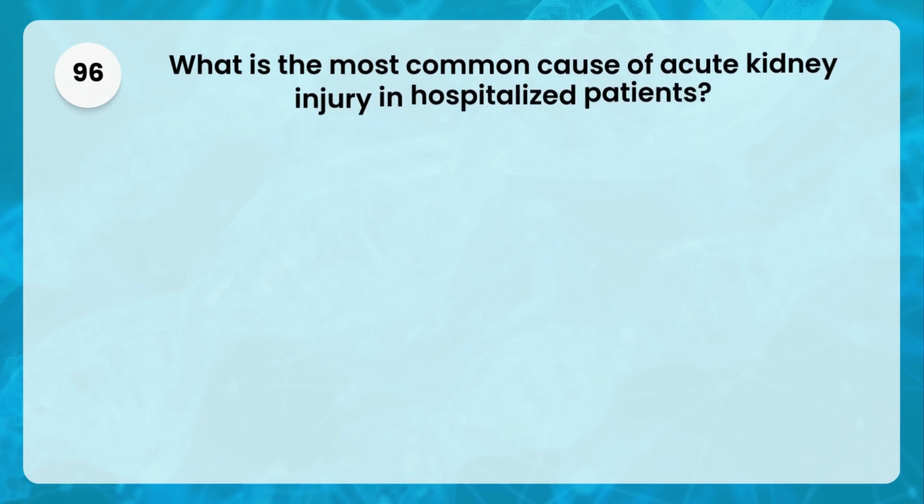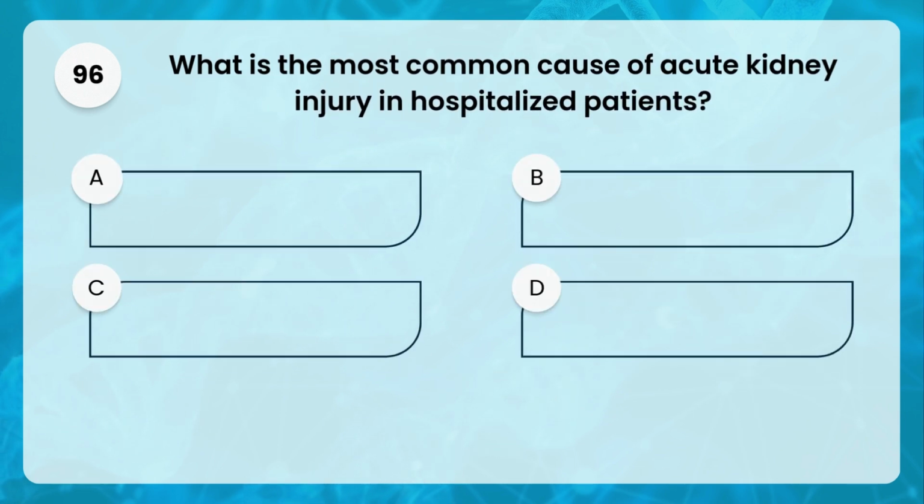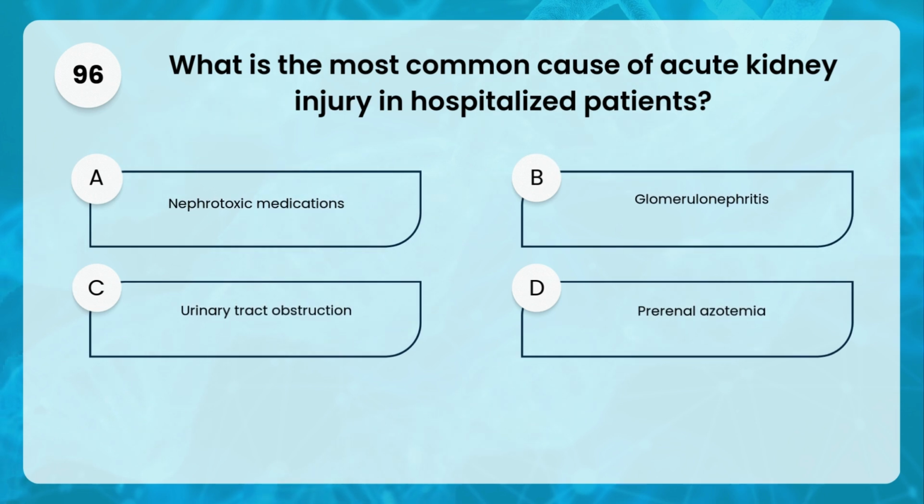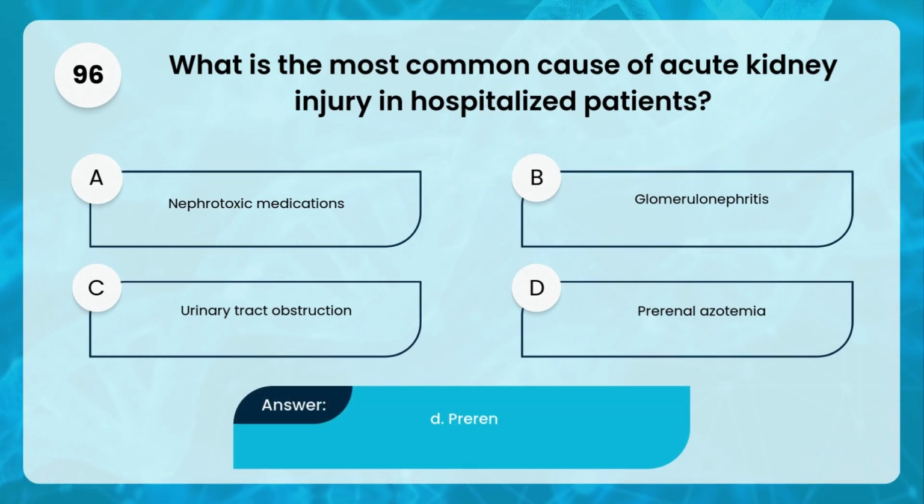96. What is the most common cause of acute kidney injury in hospitalized patients? A. Nephrotoxic medications. B. Glomerulonephritis. C. Urinary tract obstruction. Or D. Prerenal azotemia. The answer is D.